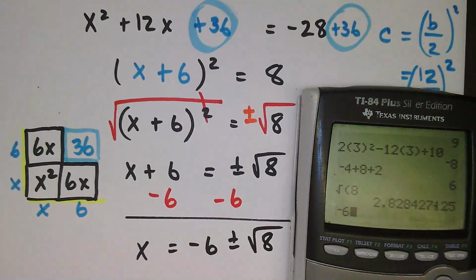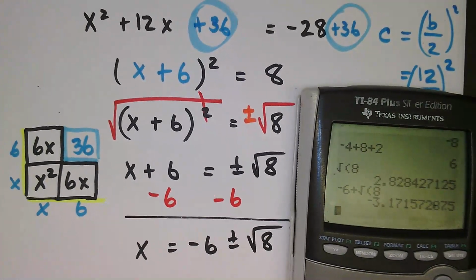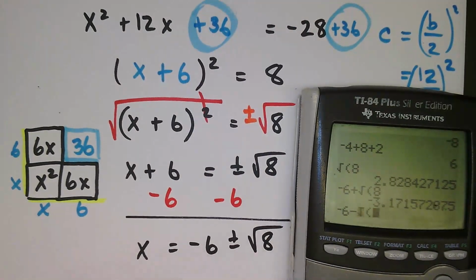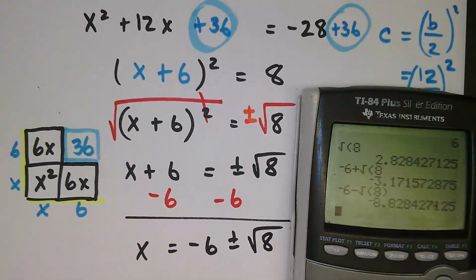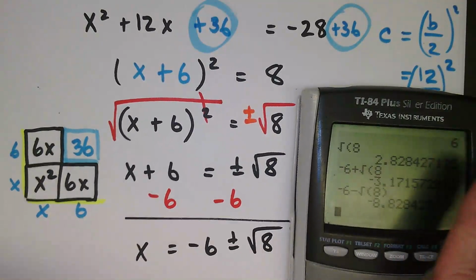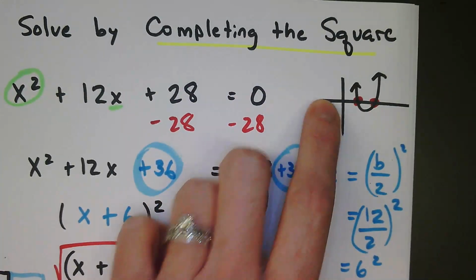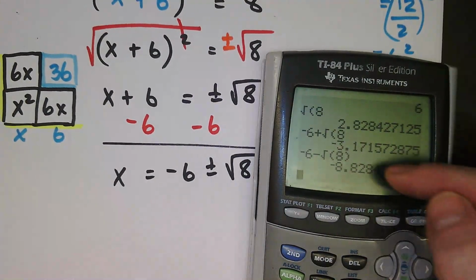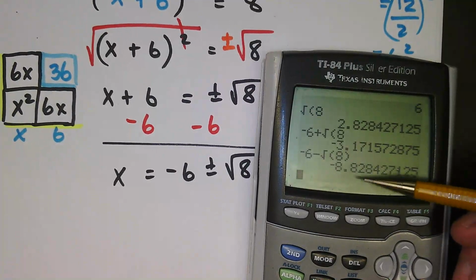I could do negative 6 plus the square root of 8. And so my first answer is about negative 3.17. And I could do negative 6 minus the square root of 8, and it's about negative 8.8. So those are actually the x-intercepts. This parabola, this is not a very good picture, right? I just randomly drew this. Looks like my answers are over here on the negative side. Because when we do negative 6 plus or minus the square root of 8, I get these decimal equivalents, about negative 3.17, about negative 8.83.